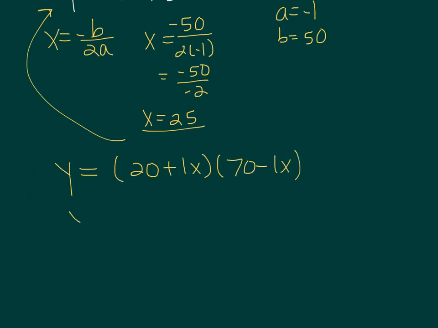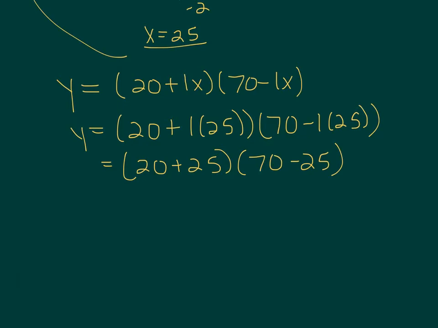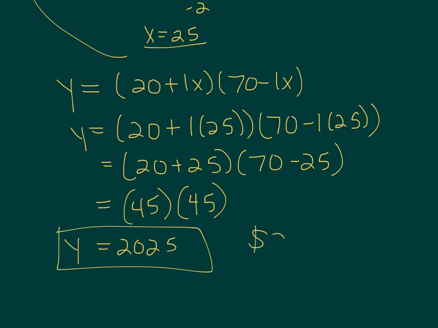And plug in 25. So y is equal to 20 plus 1 times 25, which is obviously just 25. And then 70 minus 1 times 25, again, just 25. So that's 20 plus 25, 70 minus 25. Do what's in parentheses first since we can. No need to FOIL. So that's $45 for 45 customers. And then when you do 45 times 45, you get $2,025. So that's the max amount of money you make, $2,025, and that's for 45 customers charging $45 apiece.